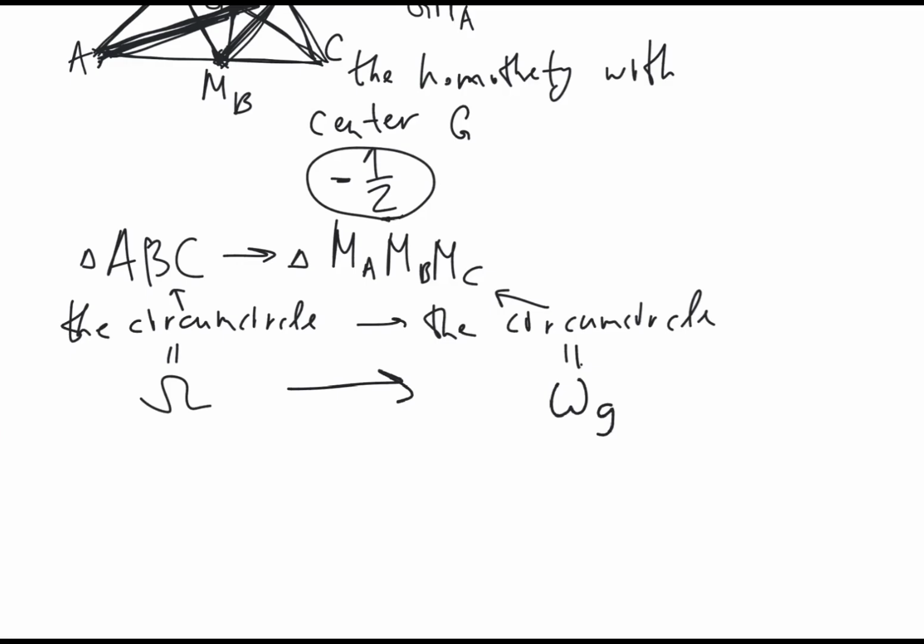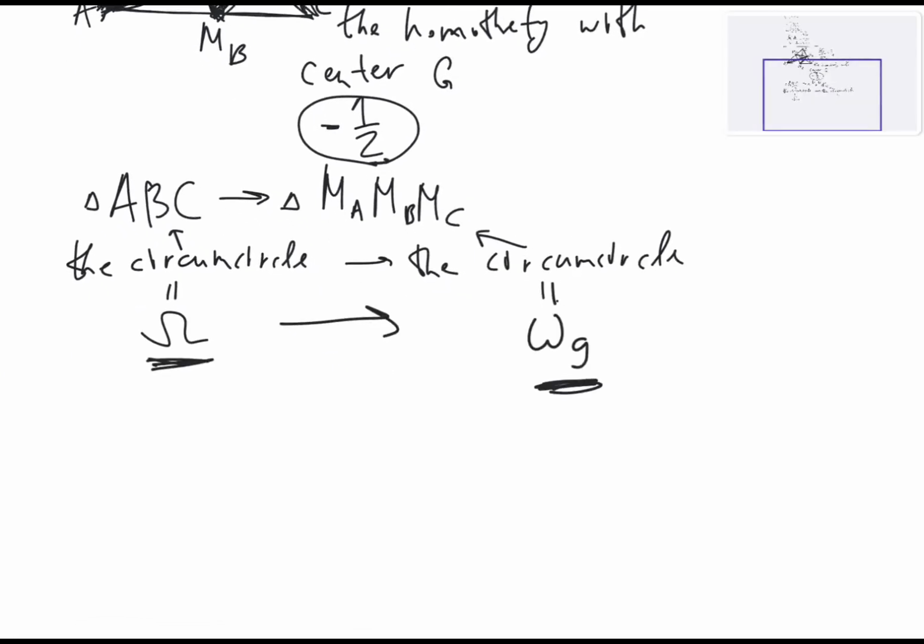So this proves again, because the coefficient is -1/2, we again established the radius. So the radius of the 9-point circle is twice smaller than the radius of the circumcircle of ABC. But this we already established previously. But now we also established where the center must lie.